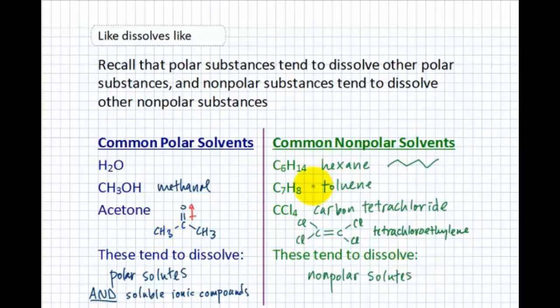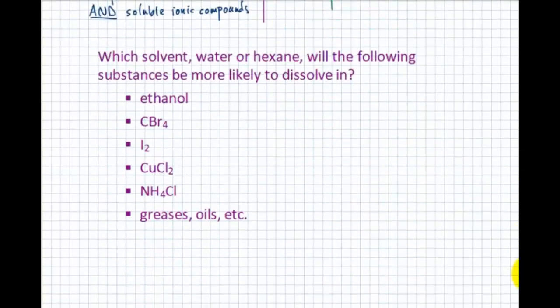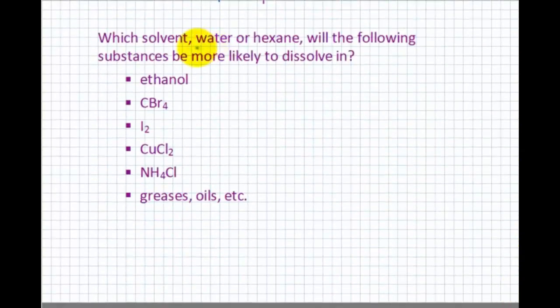Paint thinner is a mixture of a lot of different hydrocarbons, but it's nonpolar. It dissolves nonpolar oil paints. Latex paints are water soluble. Latex paints are made out of polar substances, so they dissolve in water. So let's pretend that we have only 2 solvents to pick from, either water or hexane. Water being polar, hexane being nonpolar. We can then pick which of those 2 solvents each of these would more easily dissolve in.